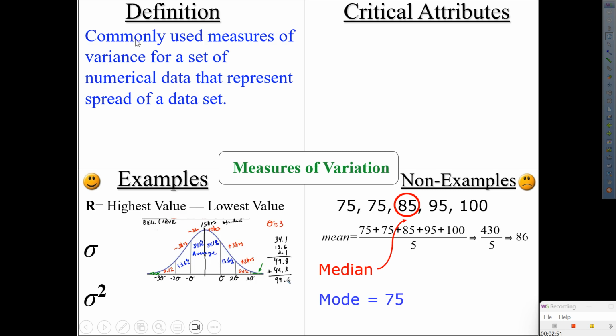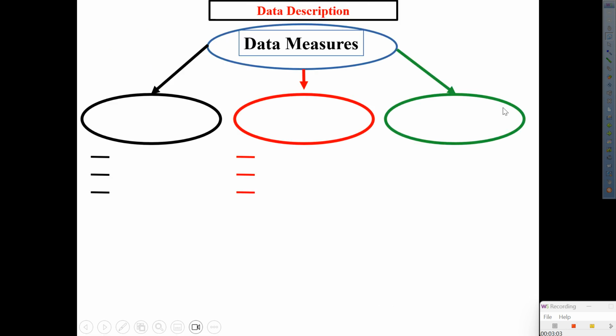And we know that the 2 words that I'm looking for in the definition are variance and spread, because the data is being spread out. And the 3 measures are what? Range, standard deviation, and variance. All right? So we started our journey with data measures of what kind? We're in the middle of what kind, and where are we headed? Tell your neighbor, please.